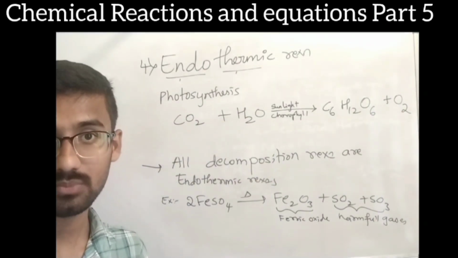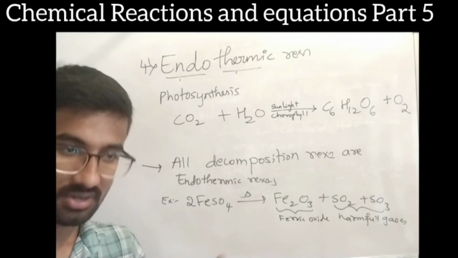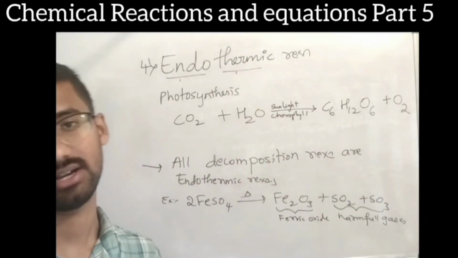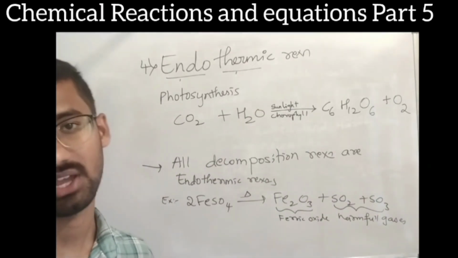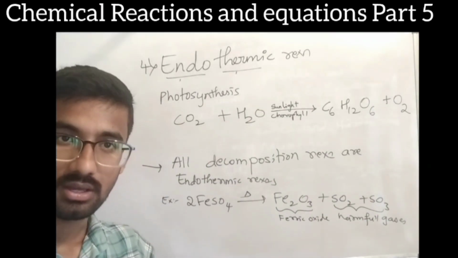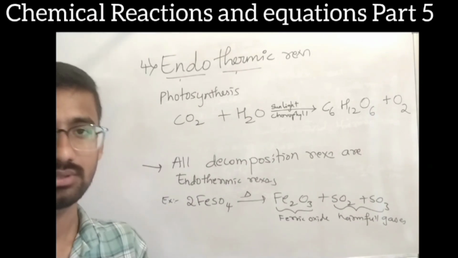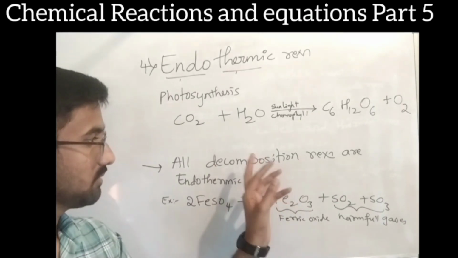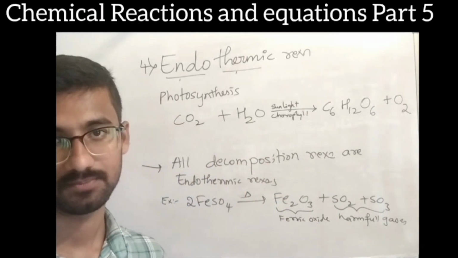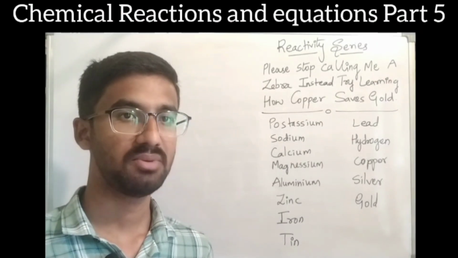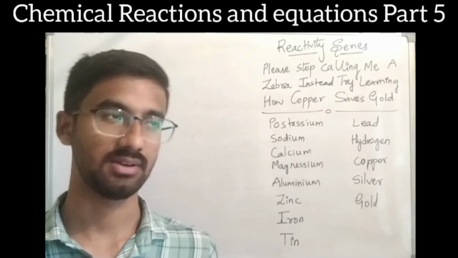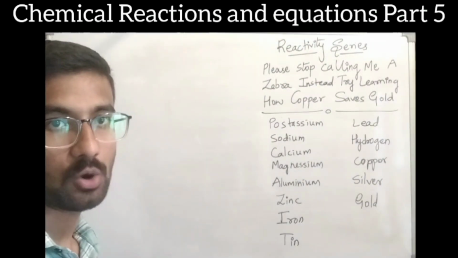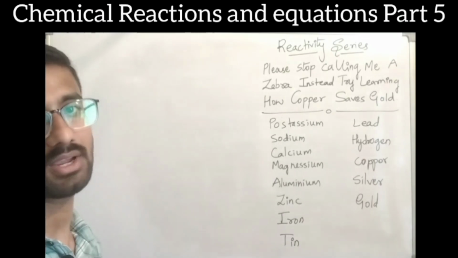Endo means which requires heat. Exo means heat is liberated or released to the environment. These are called exo and endothermic reactions. You should see the difference between these two reactions, endo and exo. This is the third and fourth reaction. The next type of chemical reaction is displacement. We have completed four now: combination, decomposition, exothermic, endothermic.